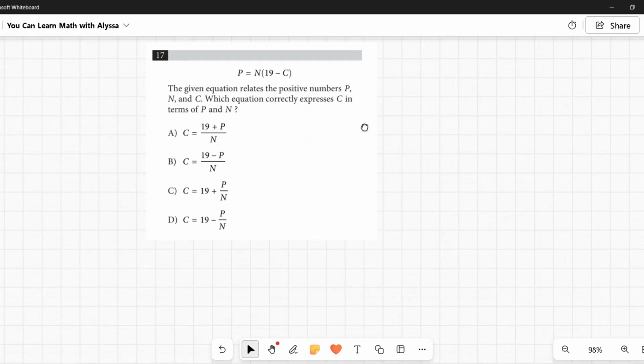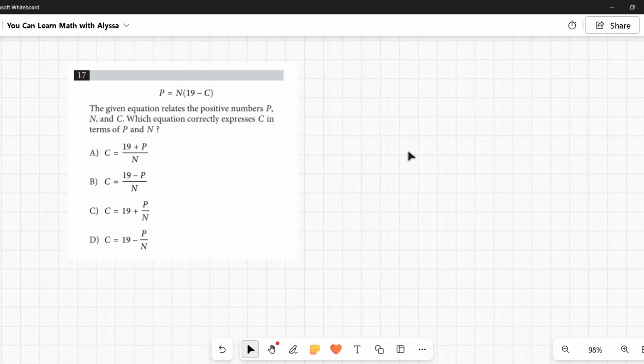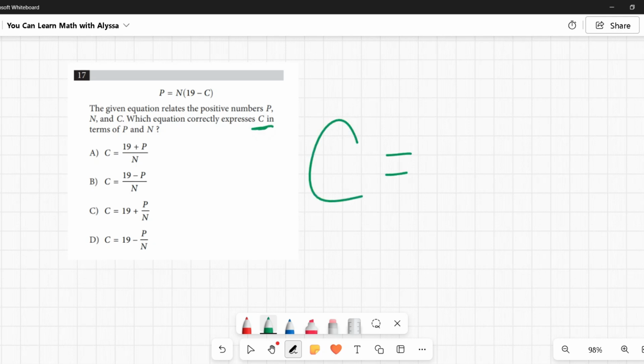Number 17. P equals n times 19 minus c. The given equation relates the positive numbers p, n, and c. Which equation correctly expresses c in terms of p and n? When we say expressing something in terms of something else, it sounds fancy and sometimes looks very complicated. But all they want you to do is get c by itself and everything else over on the other side.